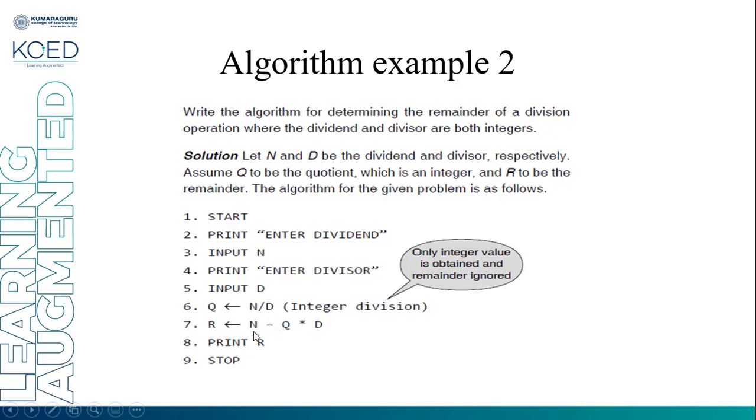To calculate the remainder, you take the value of the dividend n minus the quotient recently obtained multiplied by the divisor entered by the user. This is the calculation part, mainly to calculate the remainder. n, the dividend, minus quotient times divisor will yield the remainder. Then the algorithm prints the remainder and stops.